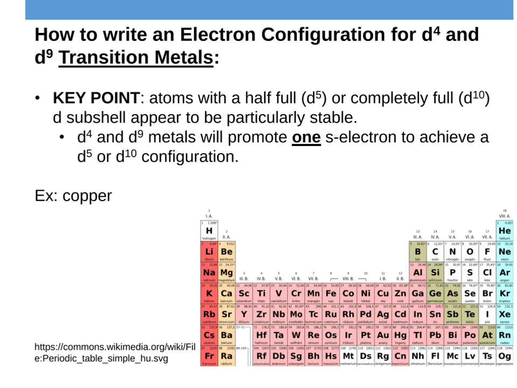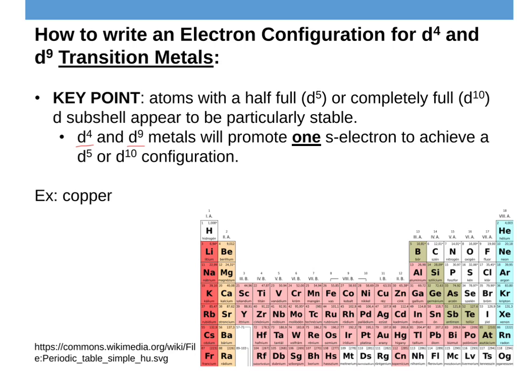So if you have a half full d-subshell, that means you're a d5, like 3d5 or 4d5. Or if you're completely full, that means you're like 3d10 or 4d10, right? That happens to be more stable than just being like d9 or d8 or d2 or d4 or something like that. And so what we see is that if you have a d4 or a d9 metal, they tend to promote an s electron in order to achieve a d5 or a d10. So let me show you what I'm talking about here, right?